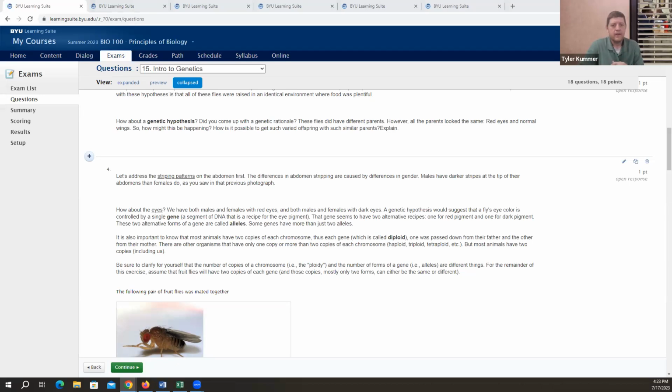that terminology. So the question here is, are alleles just types of genes? Yeah, they're a form of a particular gene, right? So eye color is the gene, and you can have the red allele or the dark allele. So it's differing forms of the recipe for eye color.